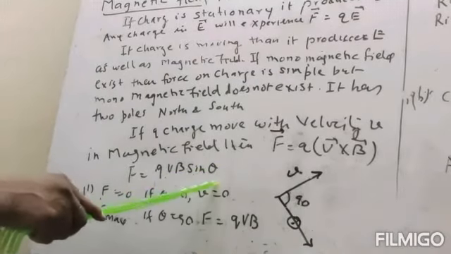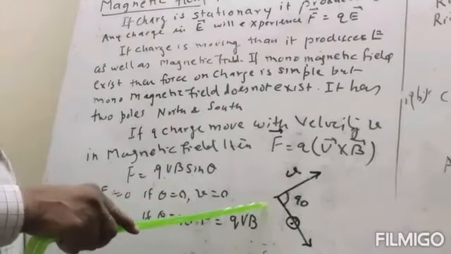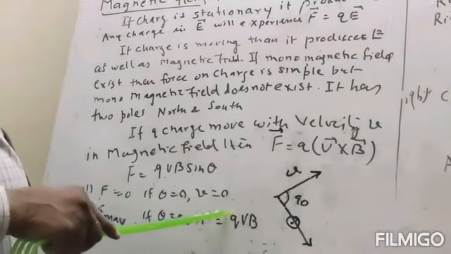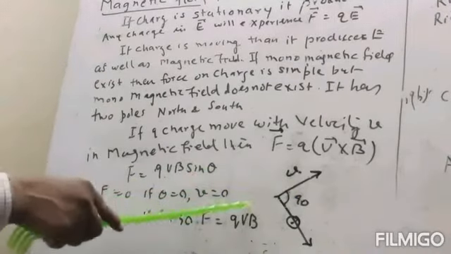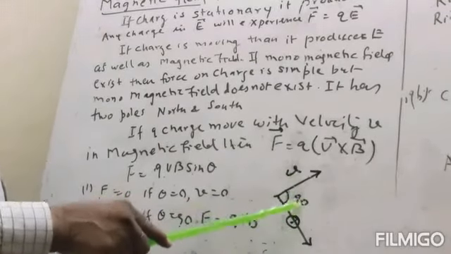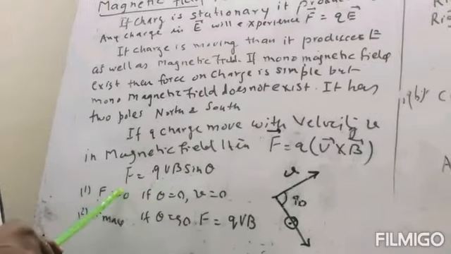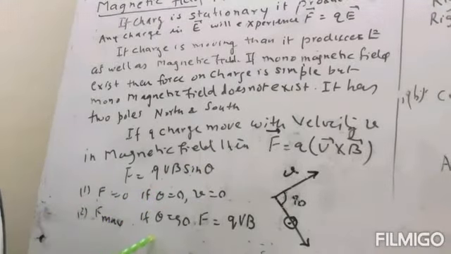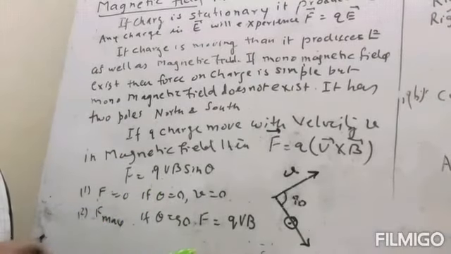Means there will be no force in the direction of velocity. If V is equal to 0, force will be 0. If theta is equal to 0, again force will be equal to 0. Force will be maximum when theta is equal to 90. When theta is equal to 90, then force will be equal to QVB sin 90, and sin 90 is 1. So force will be equal to QVB.